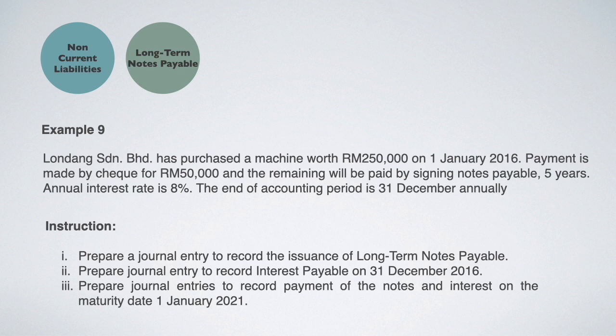In this case, like Lona Sdn Bhd, dia kata dia ada beli satu mesin RM250,000 dan dia bayar sikit 50,000 and then the rest dia akan bayar dengan tanda tangan notes payable for 5 years. Okay, sekarang please be noted that the end of accounting period is 31st December. Okay, maklumat-maklumat ni penting untuk you buat kiraan.